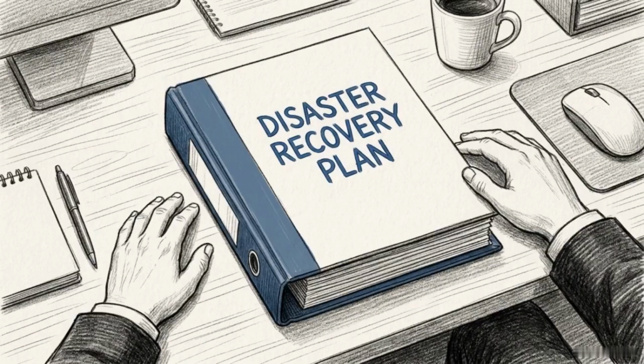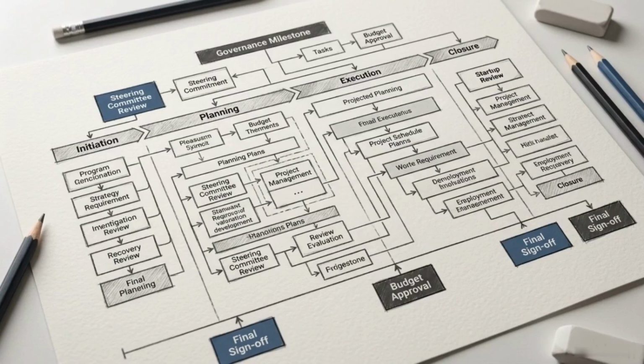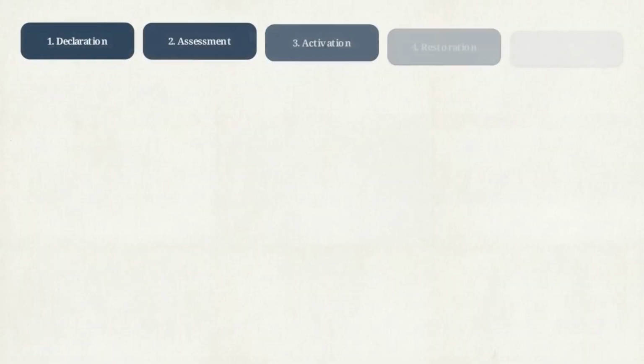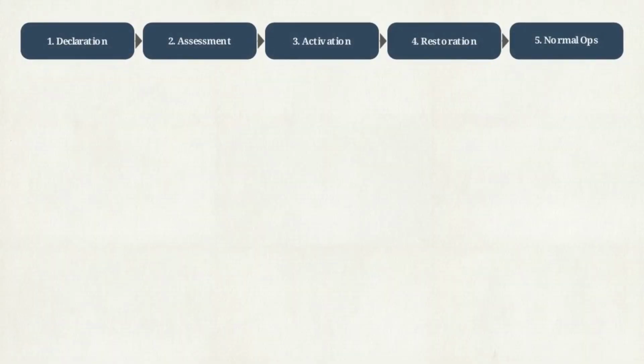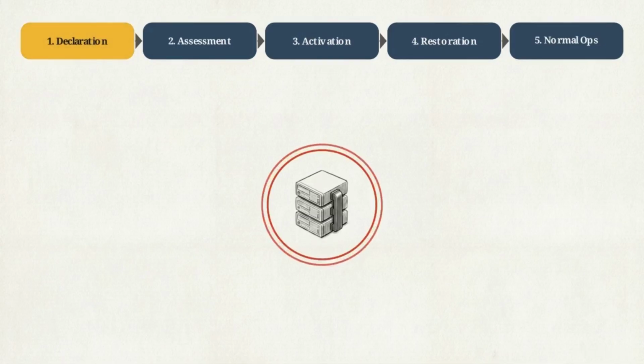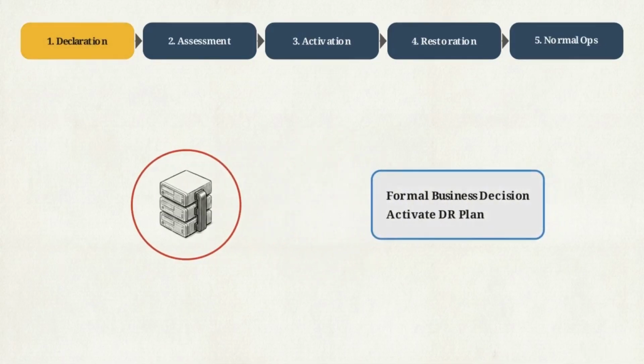To see how that business lens works in practice, we look at the formal disaster recovery lifecycle. It is a highly structured pipeline, not a chaotic IT scramble. This pipeline shows the 5 phases of disaster recovery. Phase 1 is the disaster declaration. A single server crashing is a local outage. It requires a formal business decision to activate the disaster recovery plan.